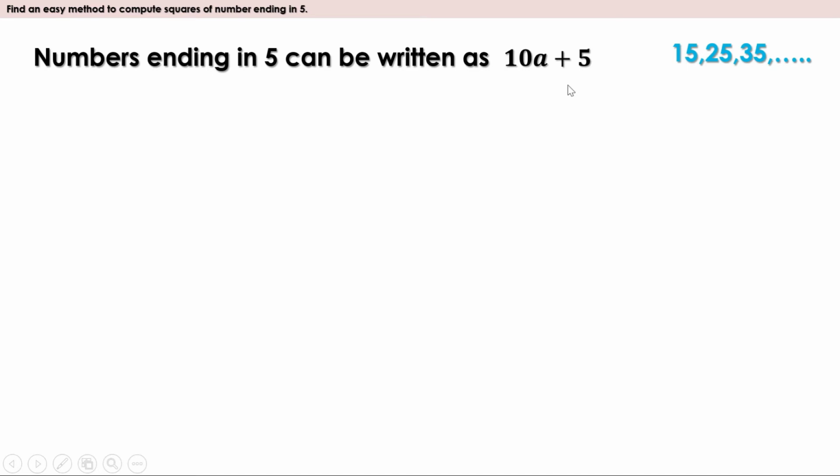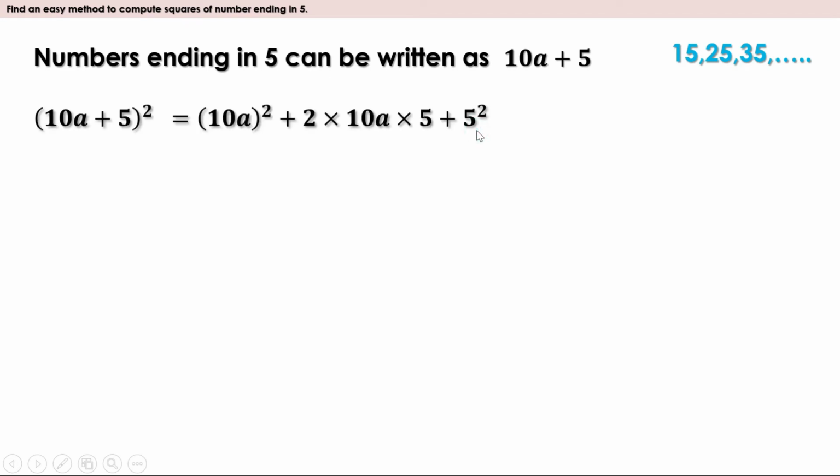10a plus 5 whole square is equal to 10a square plus 2 into 10a into 5 plus 5 square. Now what is 10a whole square? It is 100a square. 2 into 5 is 10. 10 into 10a is 100a. 5 square is 25.